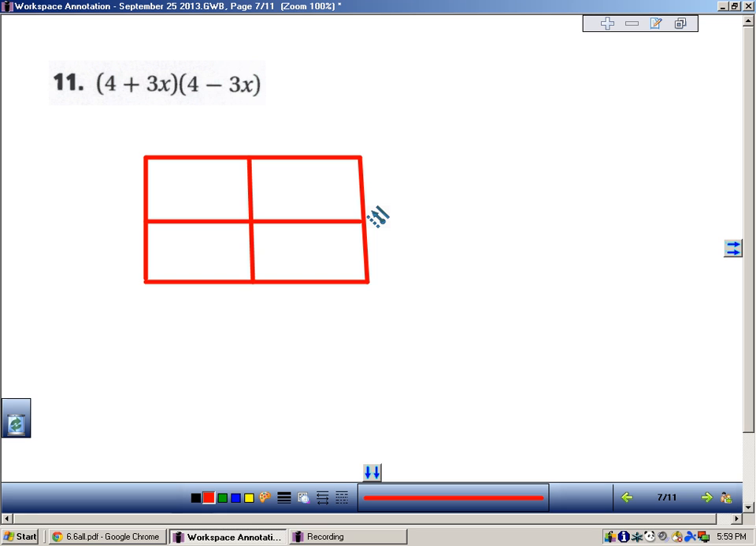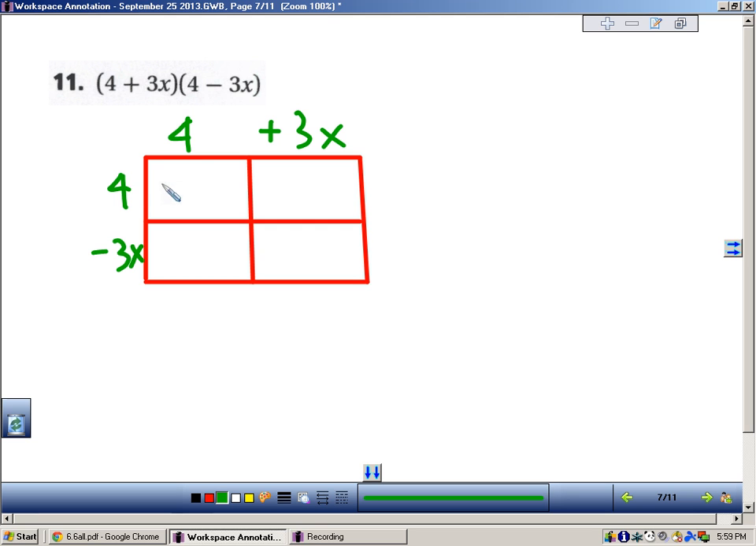Yeah, it's not bad. So set it up any way you'd like. I can write it as is, 4 plus 3x, and 4 minus 3x. Keep track of those negative and positive signs. I attach them to the number, okay?